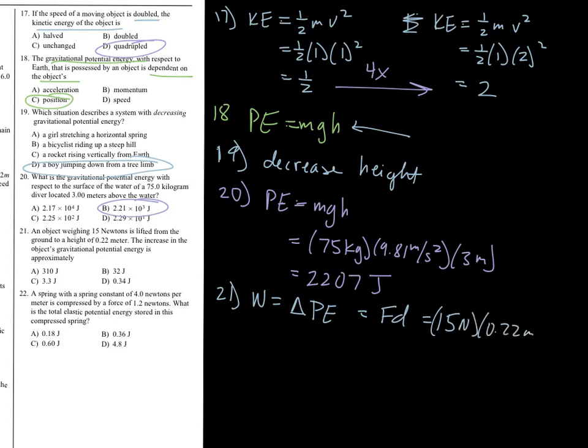0.22 meters. You should get 3.3 joules. Alright, number 22 is tricky because you need to do two equations, because they gave you K and they gave you F. And we're looking for the potential energy in a spring, but we don't know what x is. We need to know what x is.